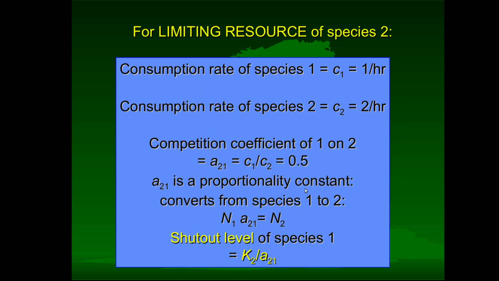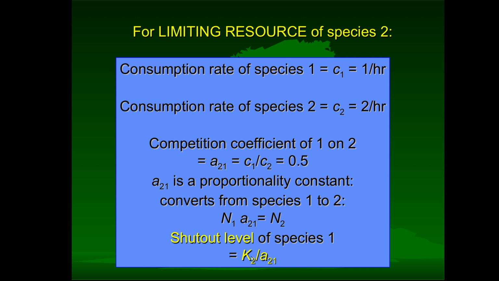So how do we find the shutout level of species 1? This is the number of individuals of species 1 that completely shuts out species 2, that is, brings its population density down to 0. What is this number? This is the number of individuals of 1 that is equivalent to the potential carrying capacity of 2. That's namely K2.